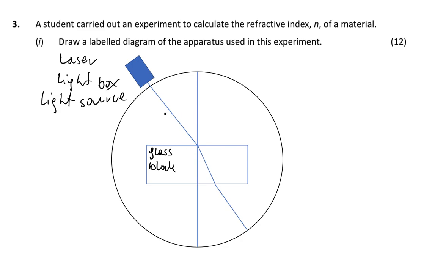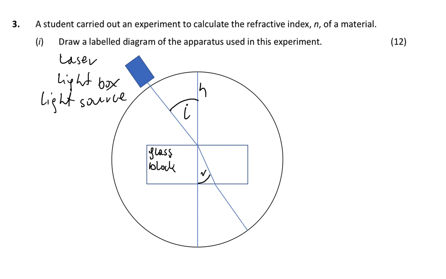So we're trying to carry out some measurements, and the measurements we're going to take a look at are the following. The angle between the normal at the surface of the glass block and the incident ray, let's call it the incident angle I, and the angle between the normal and the light ray as it travels inside the glass block, let's call it the refraction angle R. This line, let's call it the normal.